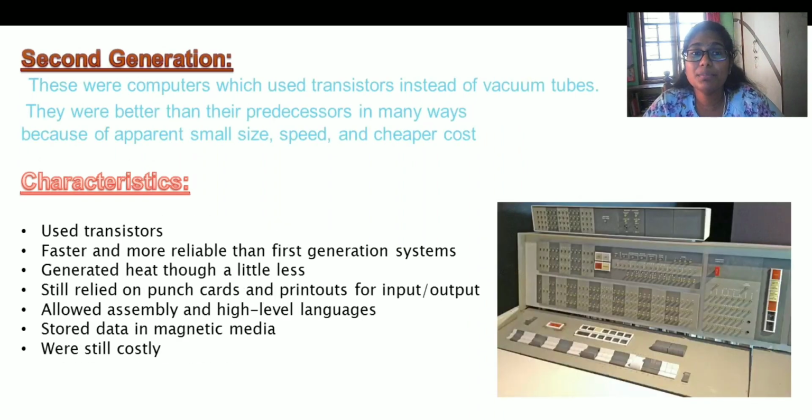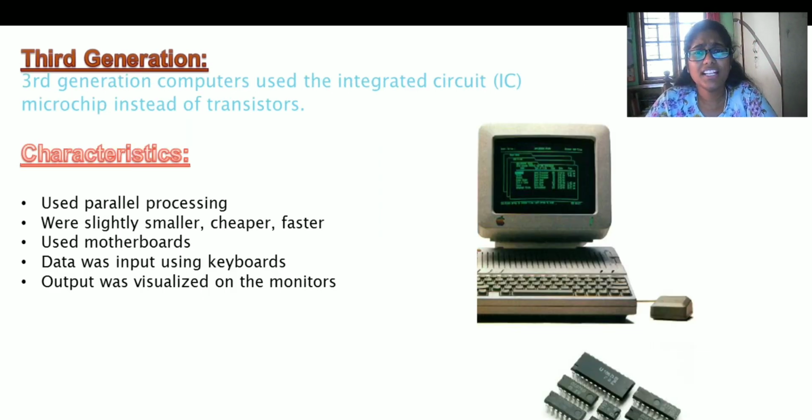Second generation computers were using transistors instead of vacuum tubes. They were better, with smaller size, higher speed and cheaper cost. Characteristics include that they used transistors, they were faster and more reliable, and they generated less heat. Also, they still relied on punch cards. They were very costly.